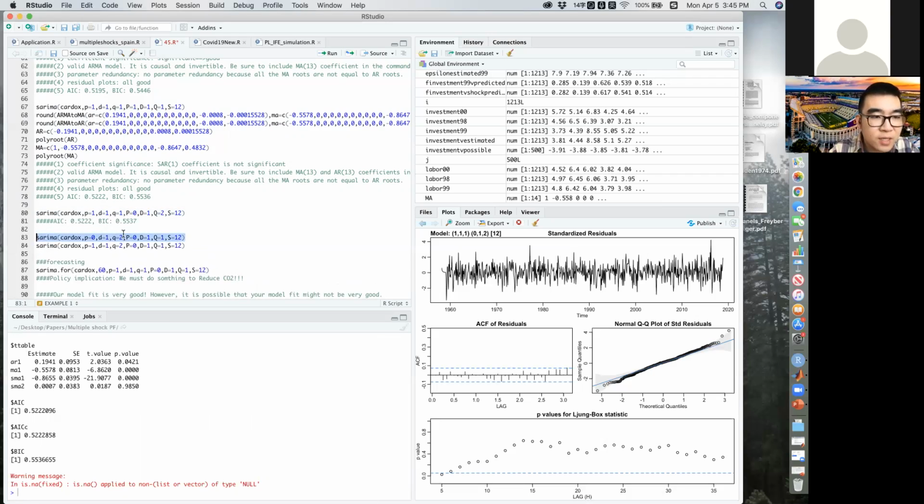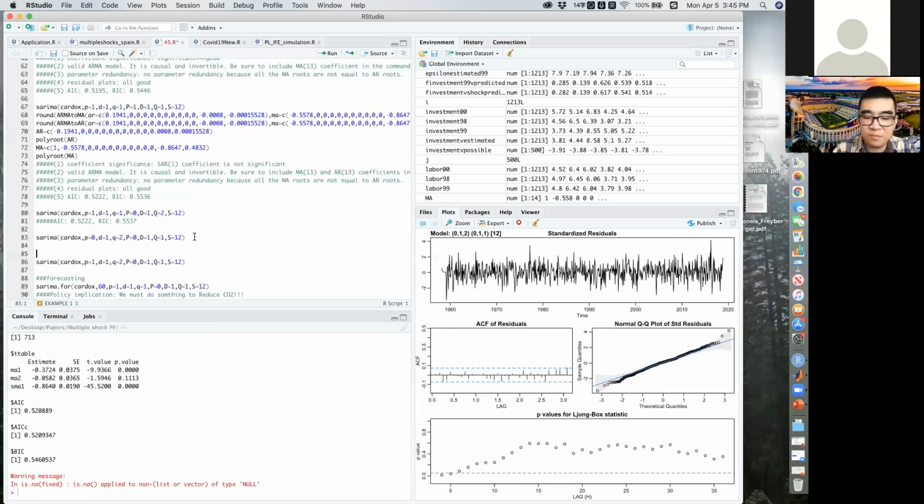For example, this one I consider is 012011. So I just increase the order of our starting point model a little bit and see if we can find some better models. And it seems to me that no, we cannot. So for example, this model I find is 5.209 and BIC is 0.5461.